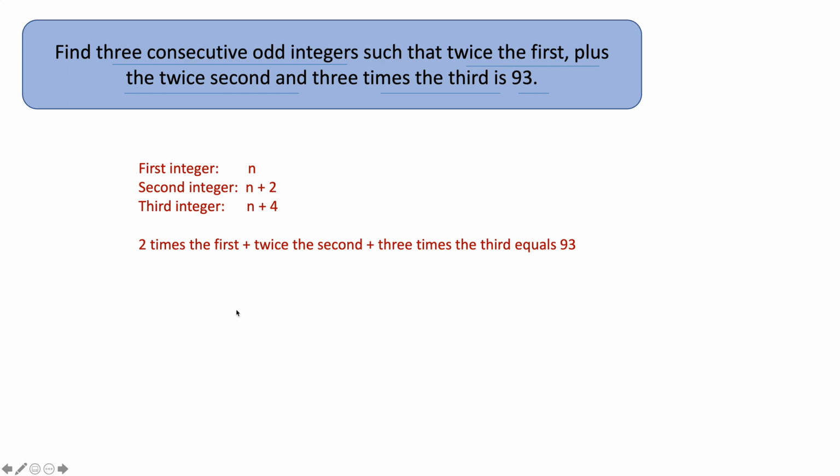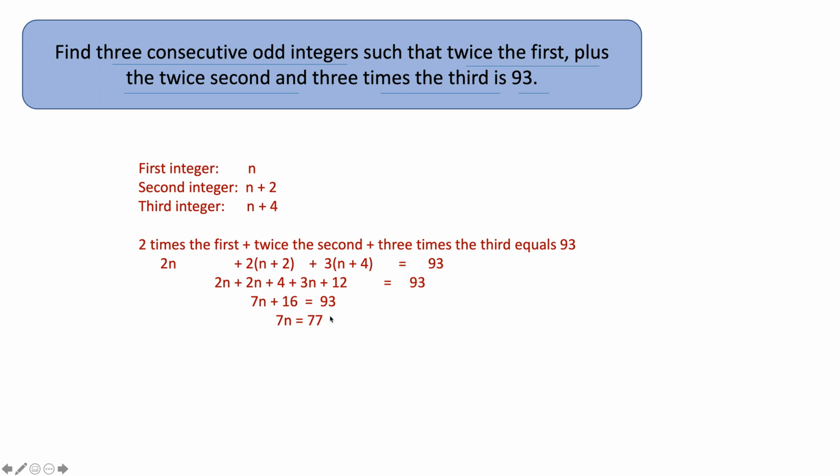So the first is n, so twice the first is 2n. Twice the second is 2 times n plus 2. And 3 times the third is 3 times n plus 4. Distributing that, it's 2 times n plus 2 is 2n plus 4, and 3 times n plus 4 is 3n plus 12. The 2n there, same side, same operation. Combining like terms, I get 7n plus 16 is 93.